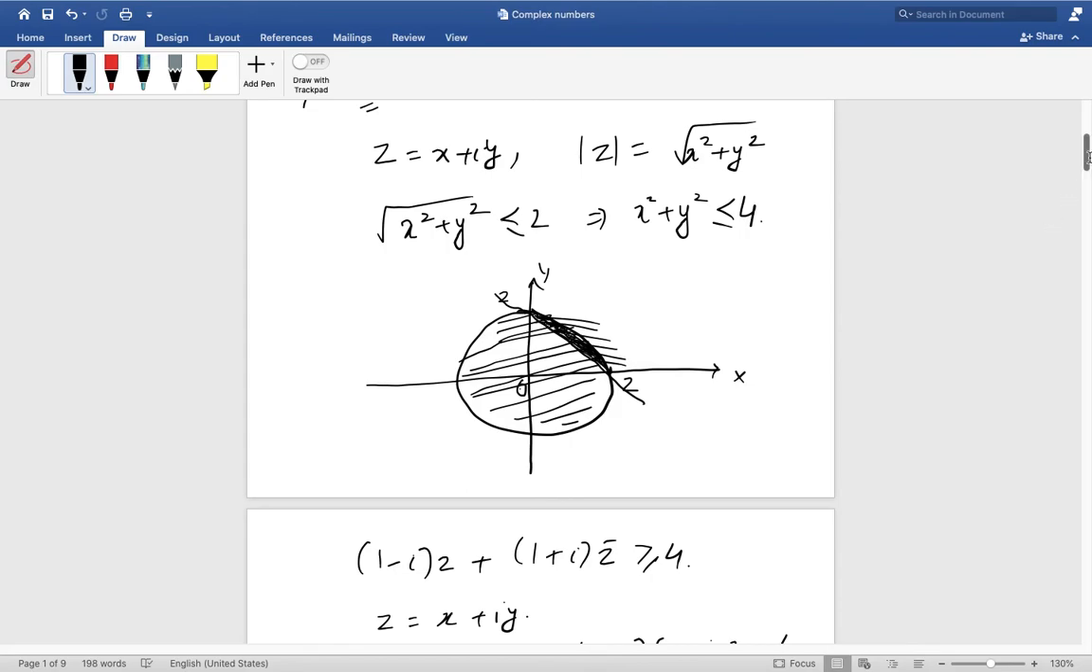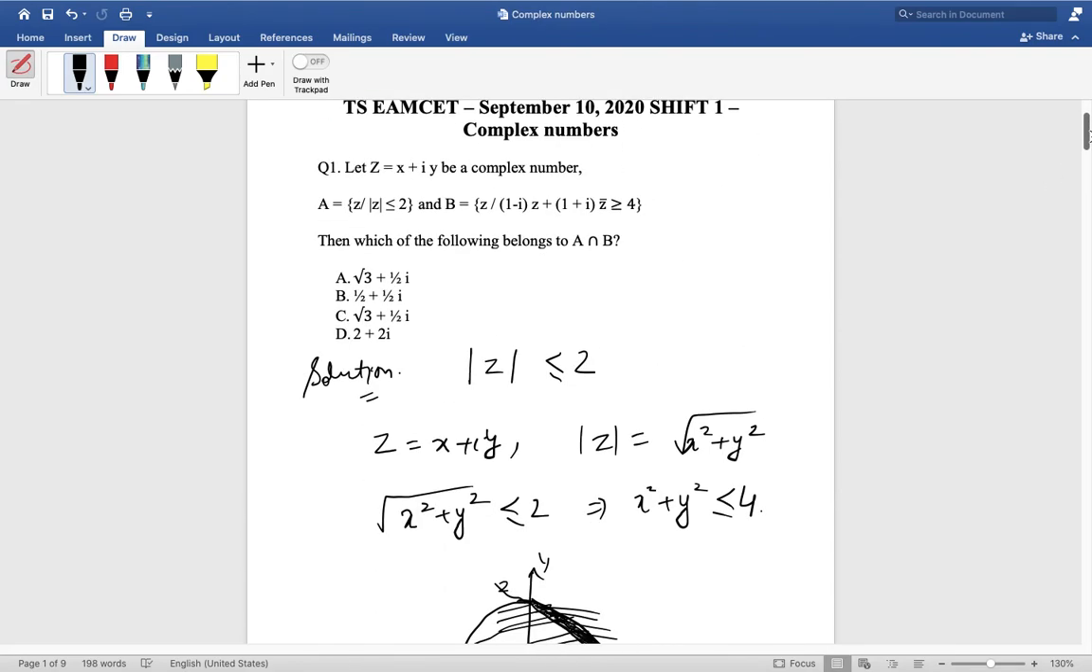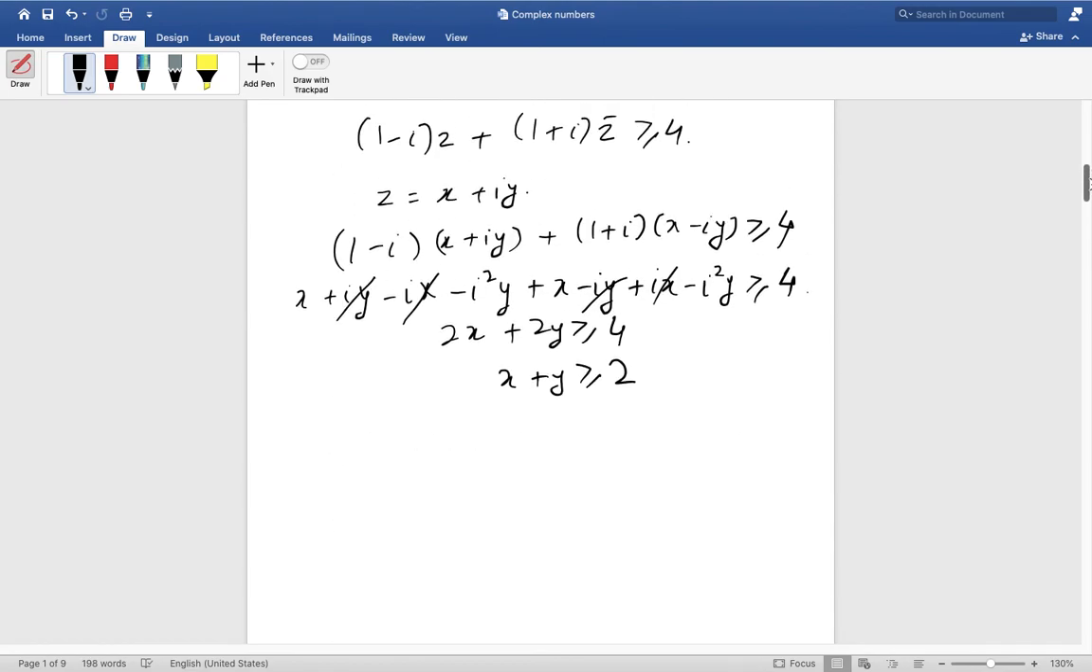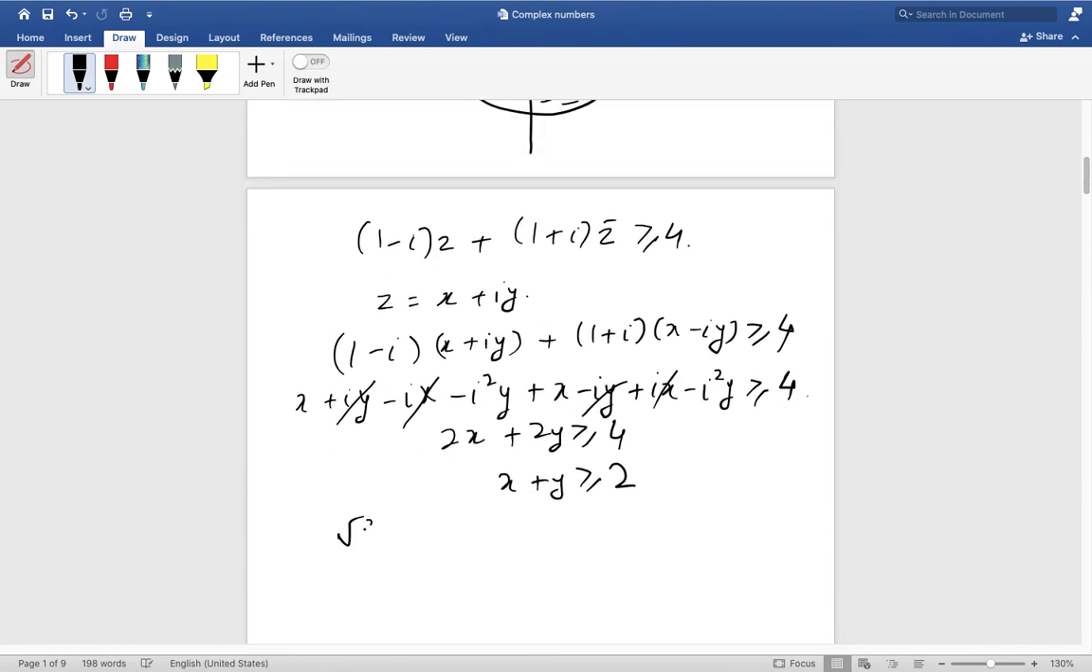Now let us see the options that are given to us. Let us first consider option A: root 3 plus iota by 2. So in this case, let us first find out the value of x plus y. x plus y will be root 3 plus half. Root 3 is 1.732, plus half is 0.5.